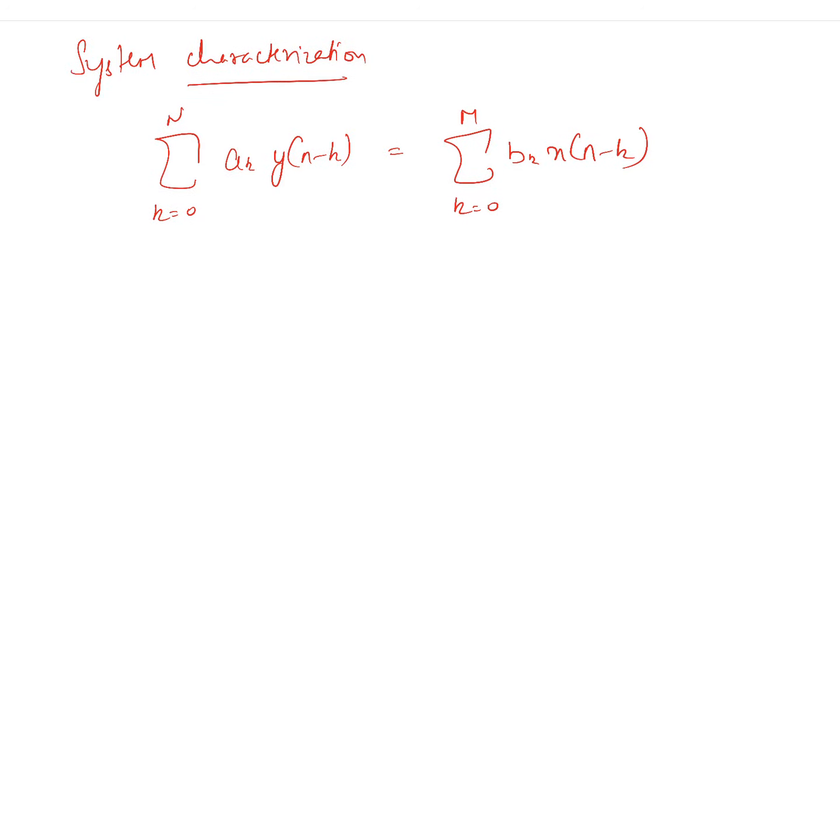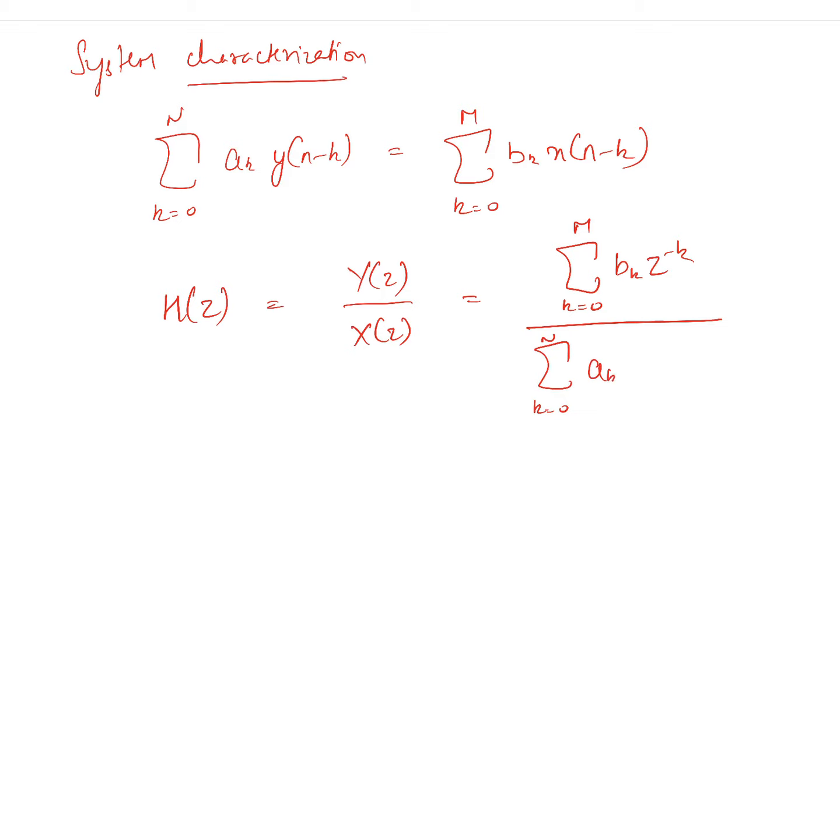So let's see very quickly that when we apply the Z transform onto this difference equation, we had seen that you obtain H(z) as the rational function Y(z) over X(z), and from the above difference equation you can express it as the summation from k equal to 0 to M of b_k z to the power minus k, divided by the summation from k equal to 0 to N of a_k z to the power minus k.